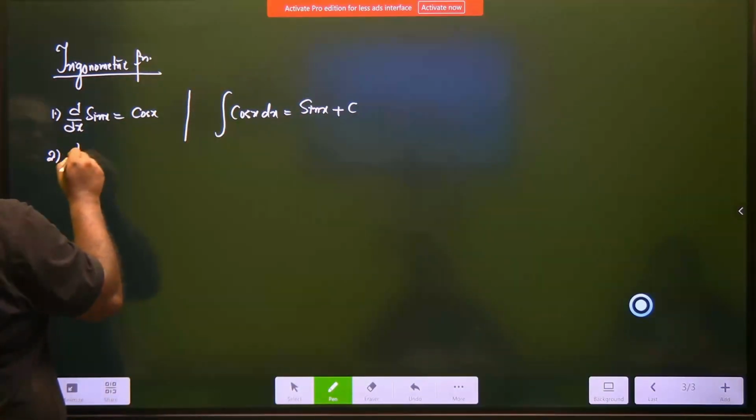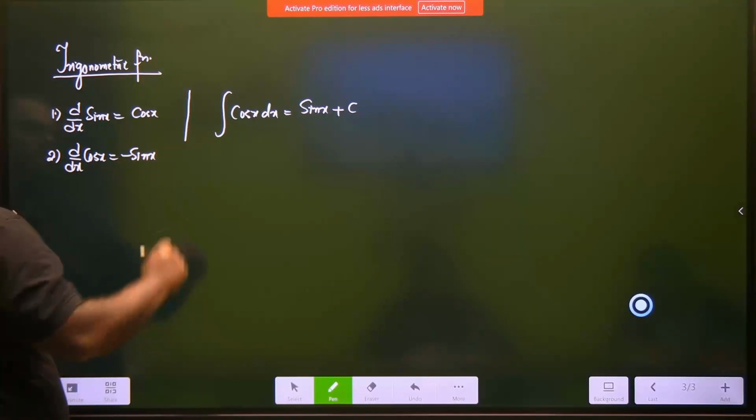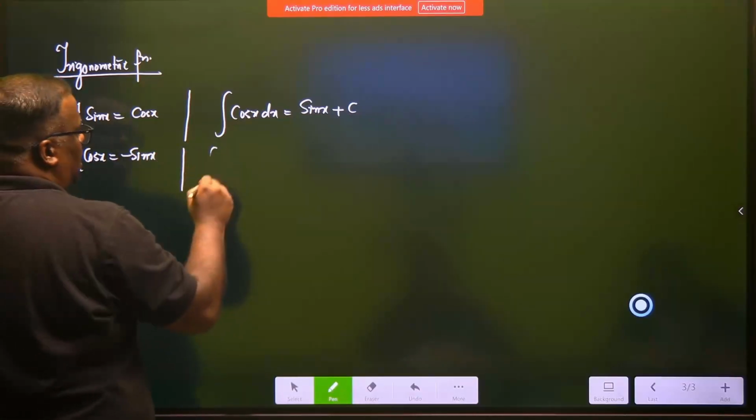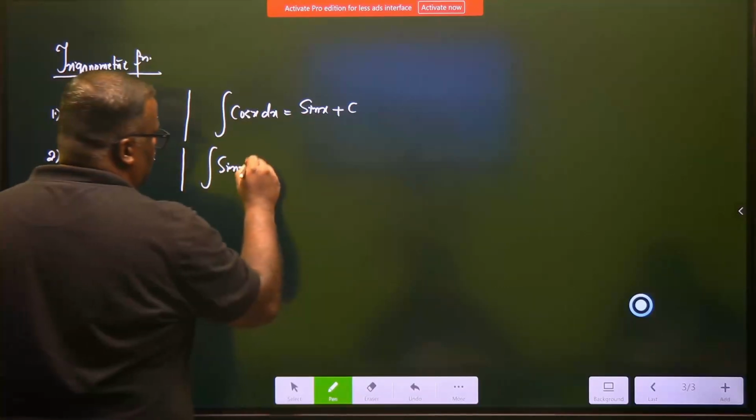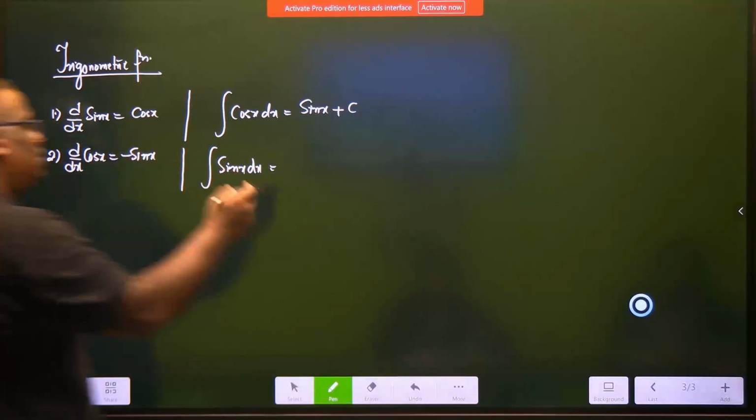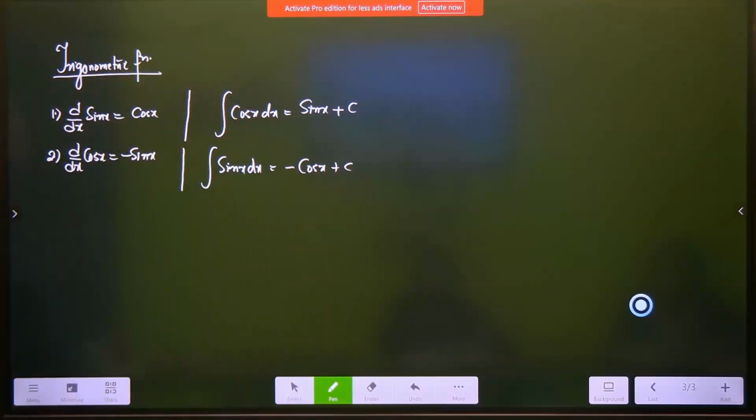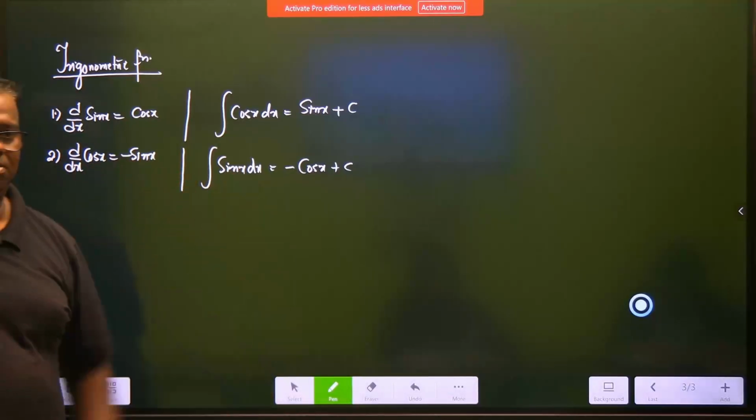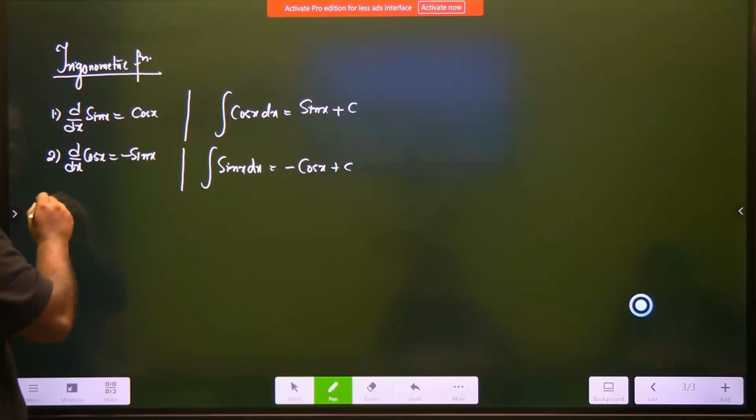Let's see the second one. The second one is d/dx of cos x is equal to negative sin x. Agreed? All right. So let's see the integral part. Integral of sin x dx. Now I'm not taking the negative. So the function will come up as negative cos x plus c. Did you understand? The same thing. Is it making sense a little? Not that tough, huh? Let's go, number 3.